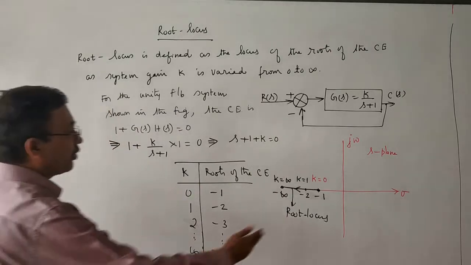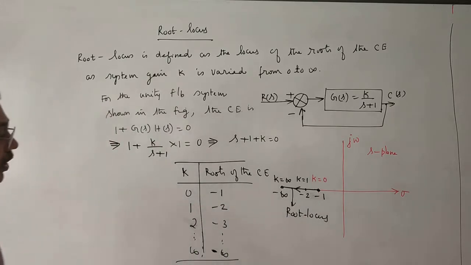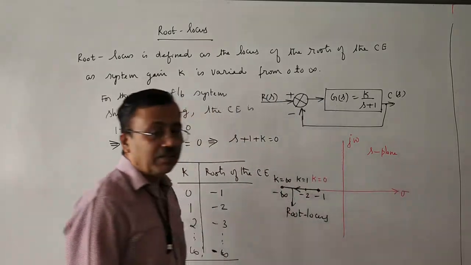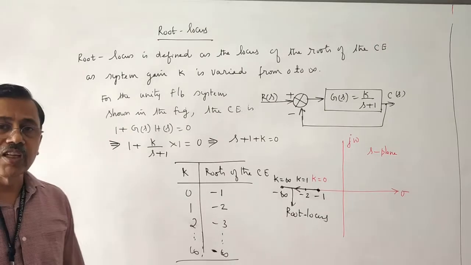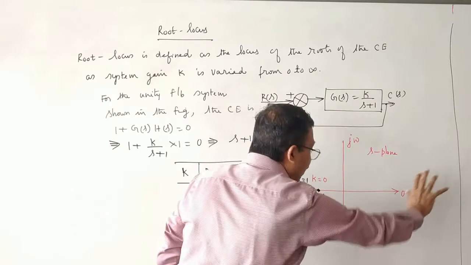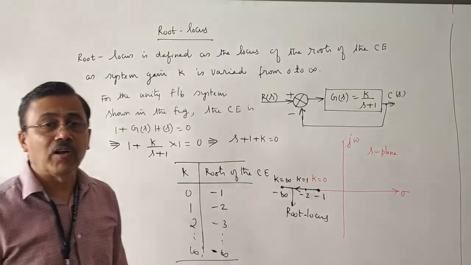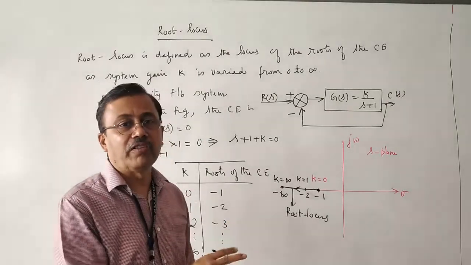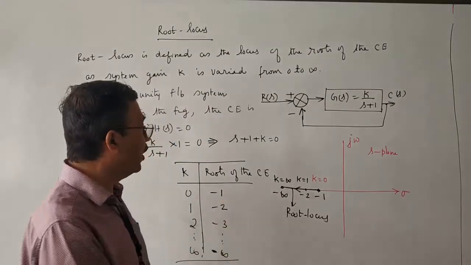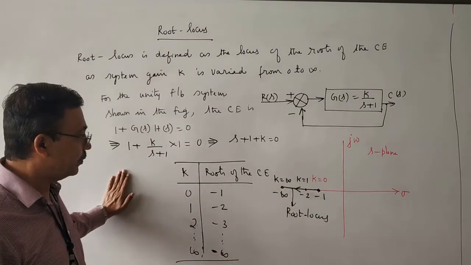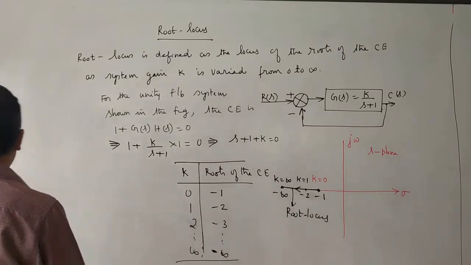When the root locus lies completely on the left side of the S-plane, system is absolutely stable. When root locus lies partly on left side, partly on right side, system is conditionally stable. That means system will be stable for a few values of k. When the root locus lies completely on the right hand side of the S-plane, system is always unstable. In other words, for a system to be absolutely stable, that means stable for all values of k, the root locus has to lie completely on the left side of the S-plane. So this aspect I am going to write now.